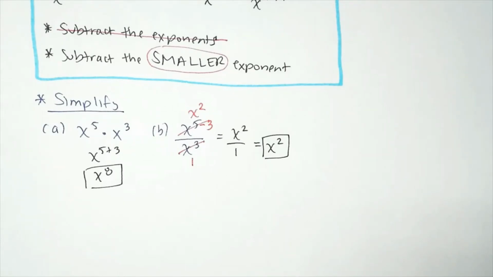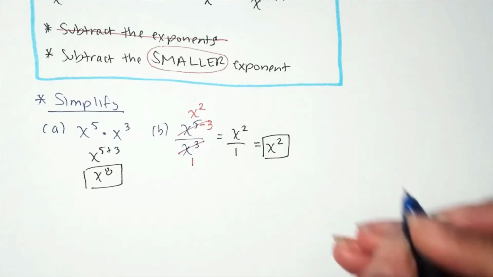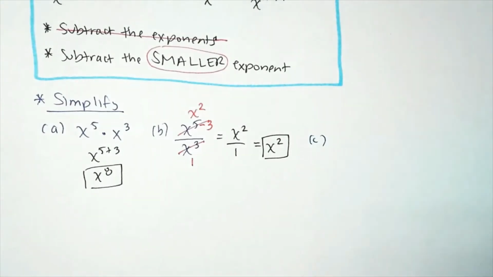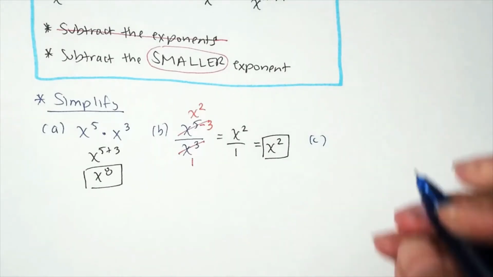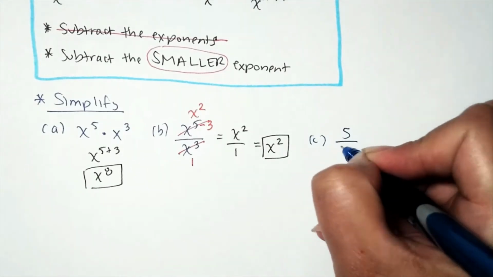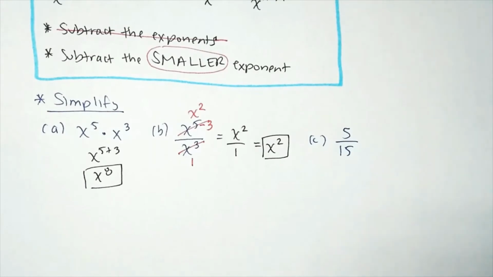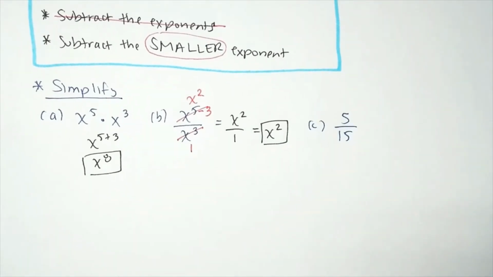I'm debating if I should do C, if I should do my silly memory aid. I've lost the flow, so let me go ahead and write down problem C. Okay, problem C, where am I? So we have 5 over 15. Why are we doing this problem again? Because I want to make a point.